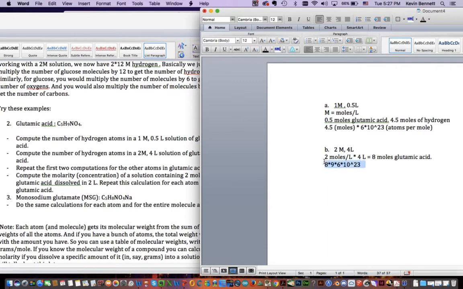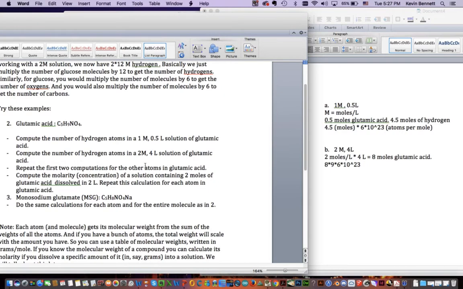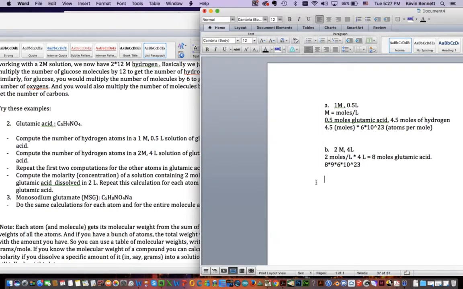So in general on the quiz, I won't give any numbers this big that would require you to really think about the calculation. It will generally be smaller numbers, but that's the gist of it. Again, no calculators required. And then you can repeat the same calculations for the other atoms of glutamic acid. What you basically do is you look at carbon. If you want to do carbon, say in part B, it's 2 moles per liter times 4 liters of glutamic acid, and you know that for every glutamic acid, you have 5 carbons. So you just multiply that by 5 instead of 9 here. Okay, so then we have 40 times 6 times 10 to the 23rd carbons.